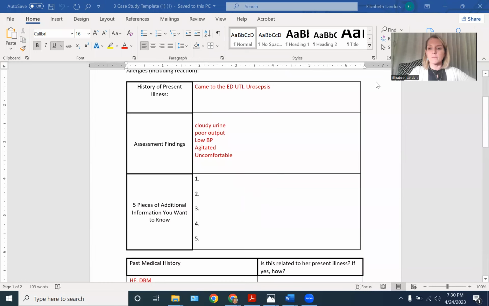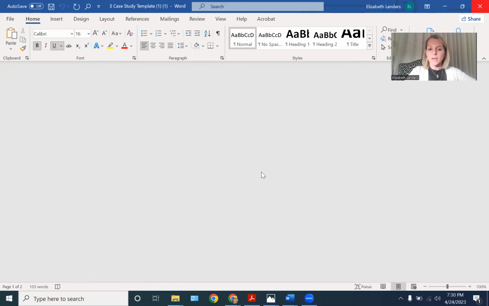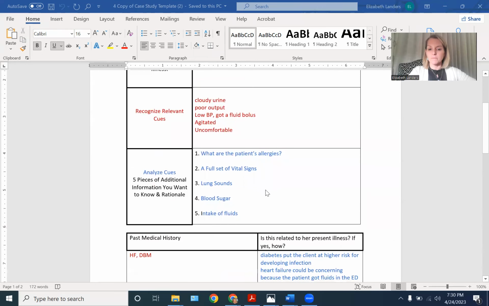We then will ask them to move on to the analyze stage of clinical judgment and identify under analyze cues what are some additional pieces of information that they want to know that are relevant to the scenario. So what we're looking for here is not just a list of things that they are curious about, but things that are related to the situation. So if we have a patient with a past medical history of diabetes and congestive heart failure, given the scenario, lung sounds and blood sugar might be something that they would like additional information about that they didn't receive on the initial report.